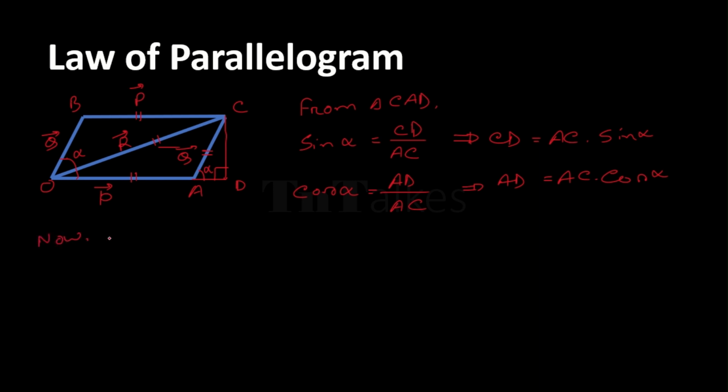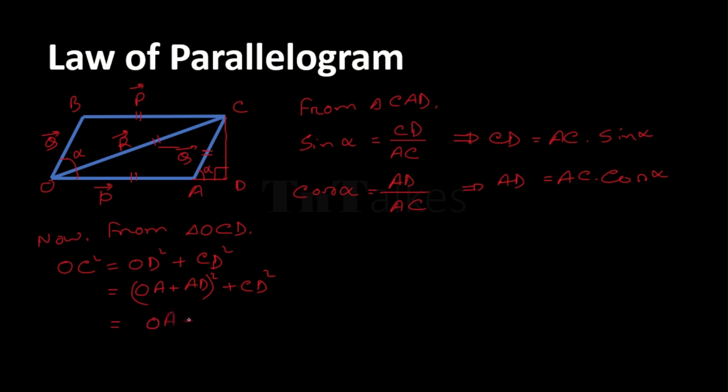Now from triangle OCD we can write OC square equals to OD square plus CD square. Here OD equals to OA plus AD. Now OA plus, here we can write AD equals to AC cos alpha from here.